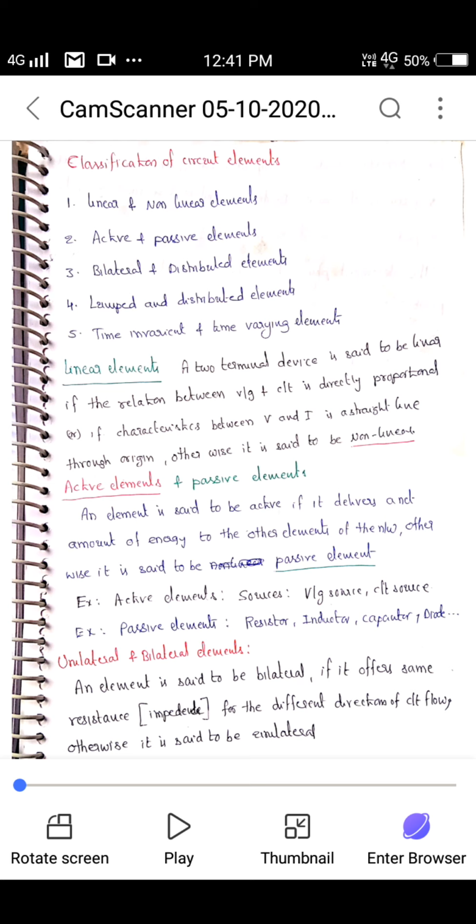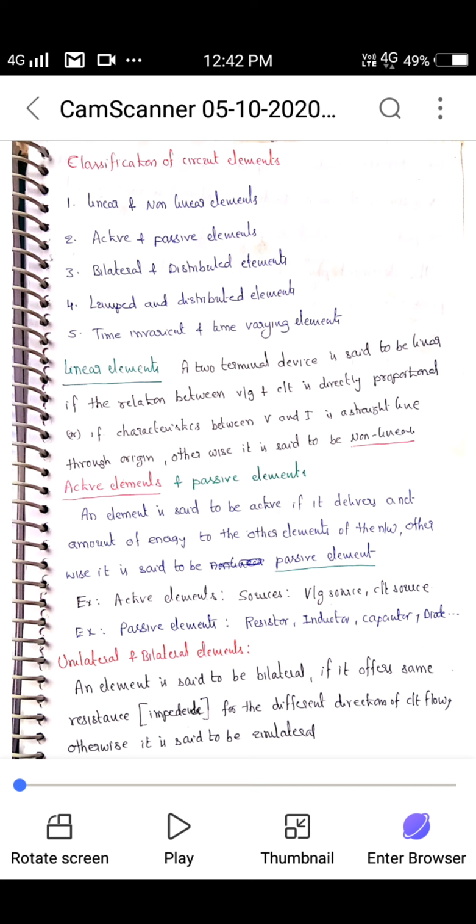Come to non-linear elements. All sources will come under non-linear elements. Why? Because we discussed already the characteristics of voltage sources and current sources, ideal and practical. There was a characteristic curve. For sources we can't say directly whether it is a linear or non-linear element. Only by drawing the characteristics can we say the relation between voltage and current. If the characteristics are linear we can say linear, but for the sources everywhere we get non-linear characteristics. Hence all the sources are the best example for non-linear elements.